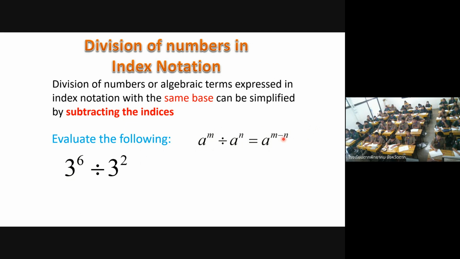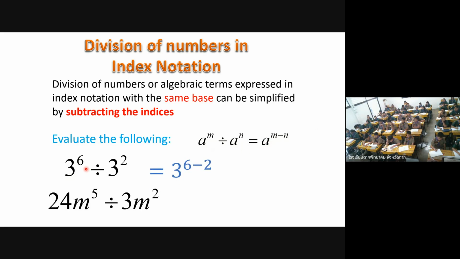The rule is you're going to subtract. So you're going to have 3 to the power of 6 minus 2. Again, this is division. You're going to copy the base 3. And then what you need to do with the exponent is you subtract. And what is 6 minus 2? 4. And the answer would be 3 to the power of 4. Okay? Understand?